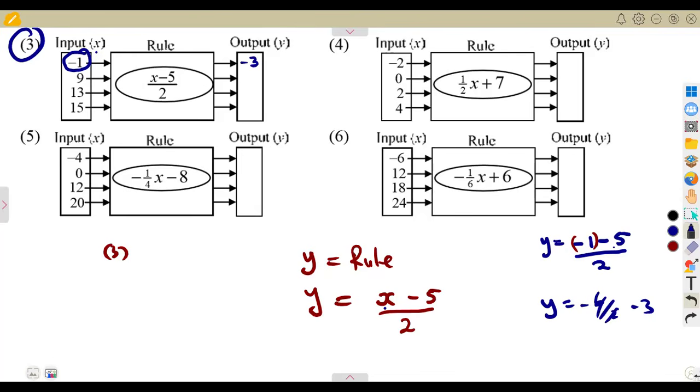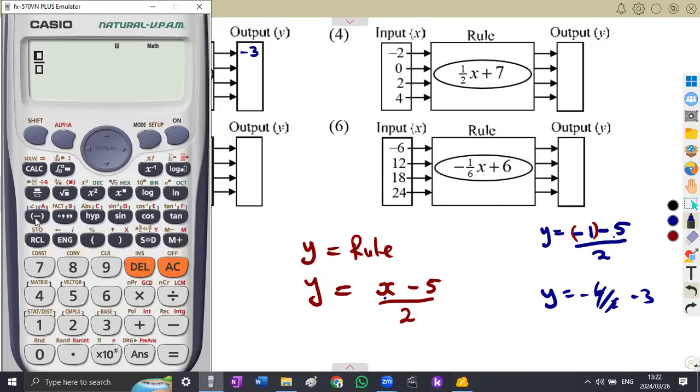Also, on your calculator, to verify this, the calculator is there. So you simply substitute everything as it is on your calculator. So this is a fraction here. So you're going to have minus 1 minus 5, everything over 2 like this. So this is going to give us a negative 3.